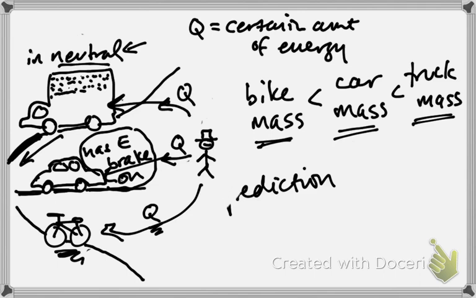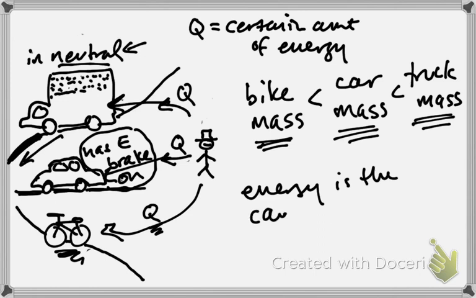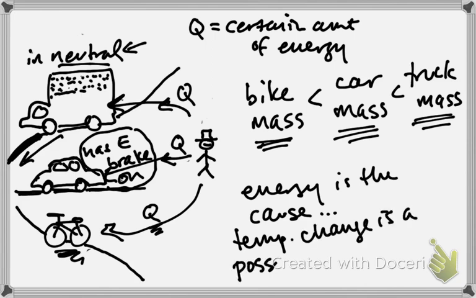What I want you to consider is that when you're doing this in chemistry, we can't see the things that we're working with. So we can't necessarily have that immediate sense of, oh, that's a light thing, that's a heavy thing, that's a medium thing. But we want to consider the mass when trying to determine the result of putting energy in. We also want to consider what forces are working against us. You can think of it as energy being the cause. You can either put energy into something or take energy away. And temperature change is a possible effect.